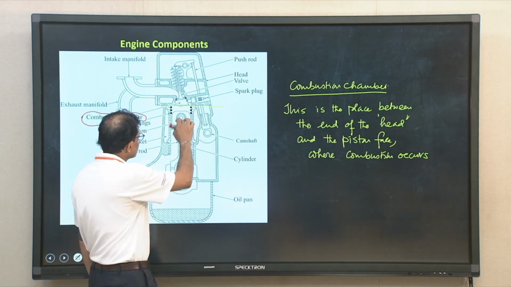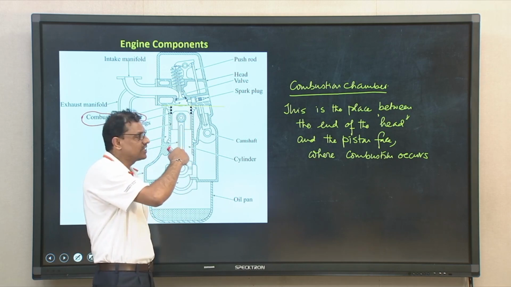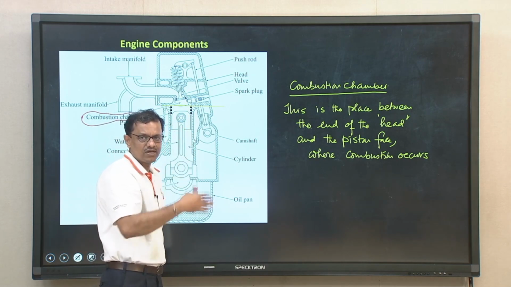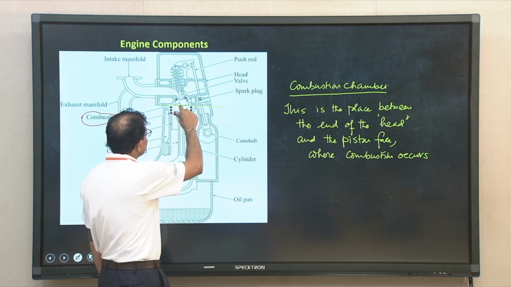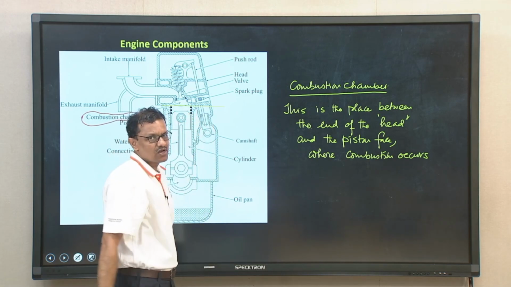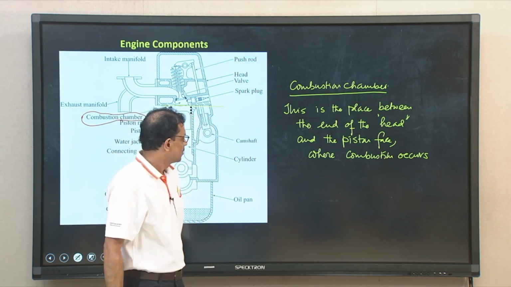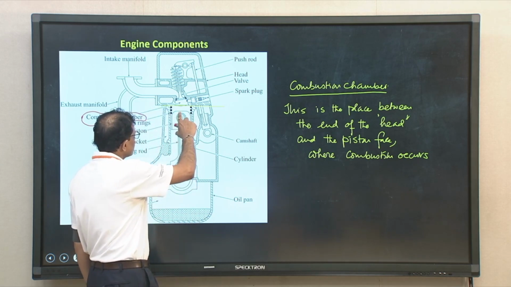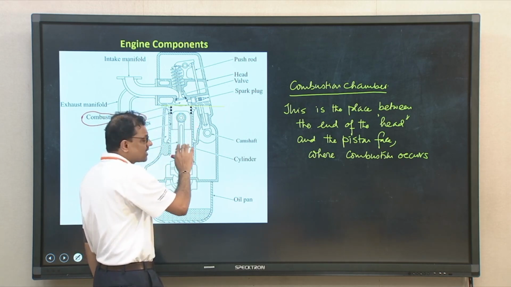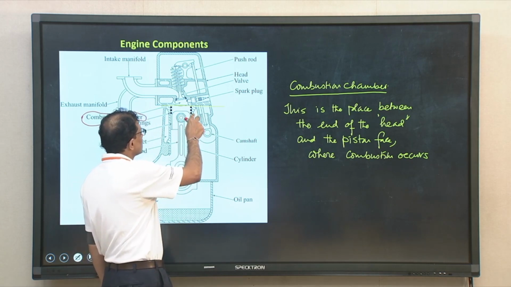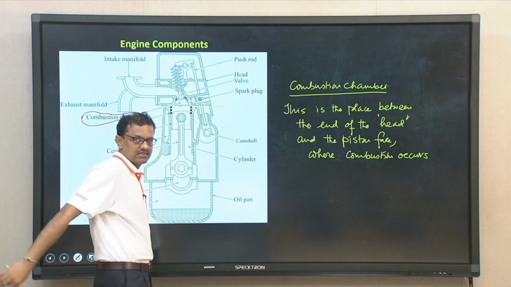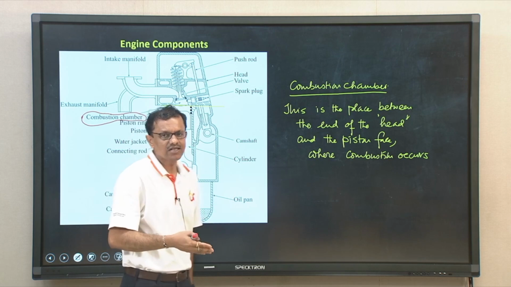Now, since the piston is moving or reciprocating between two locations that we have discussed in the previous class, essentially the combustion chamber space is also variable, it is not fixed. So, the combustion chamber space would be more when the piston is at bottom dead center, and the space of the combustion chamber will be less when the piston is at TDC. So, this is not a fixed space, that is a variable space.